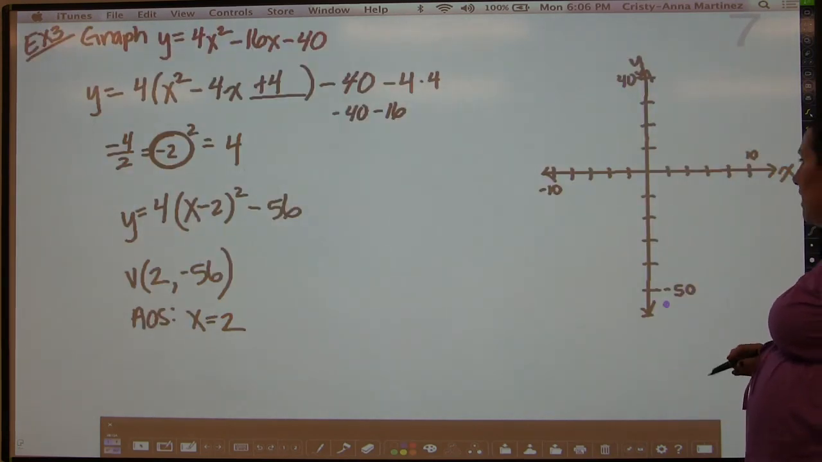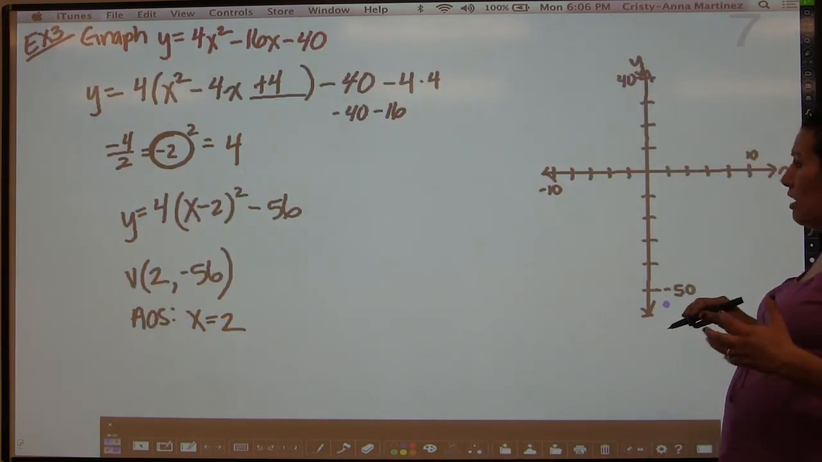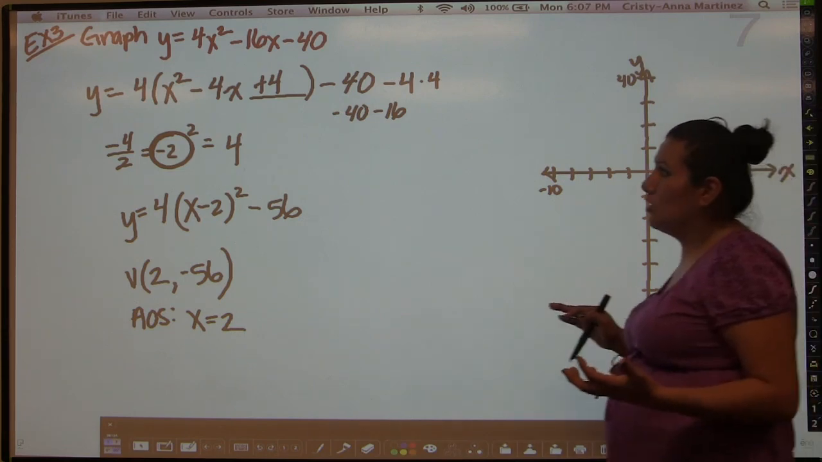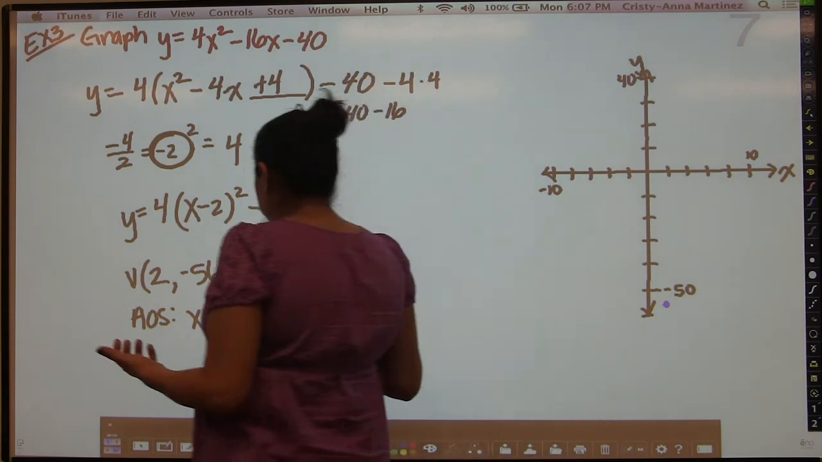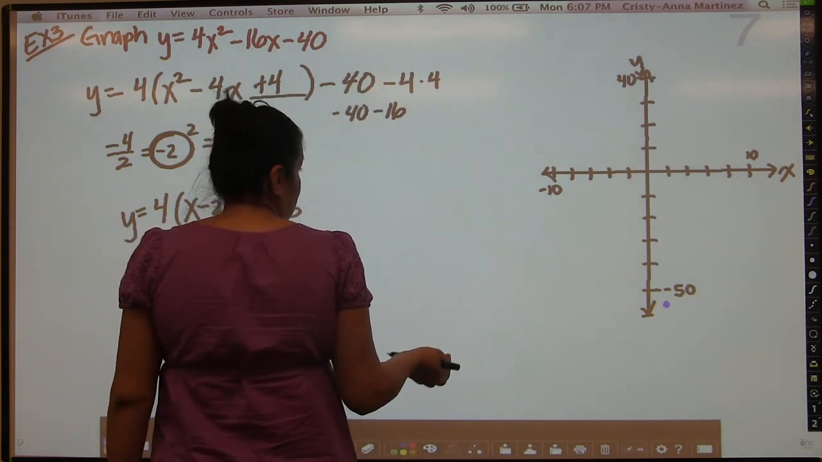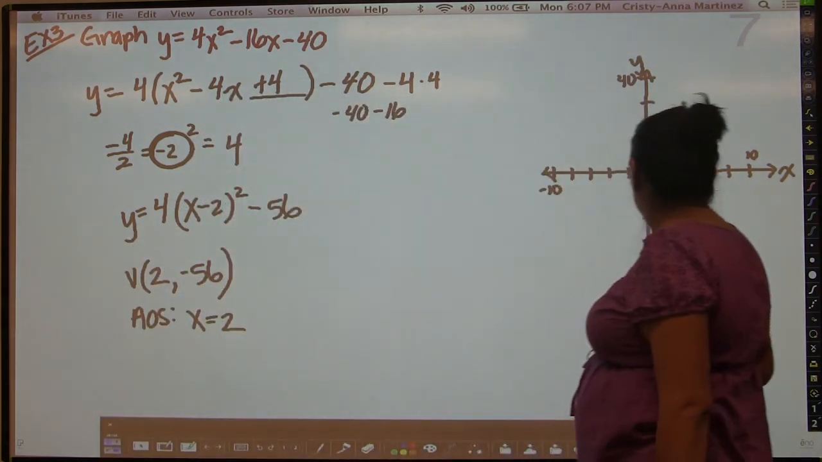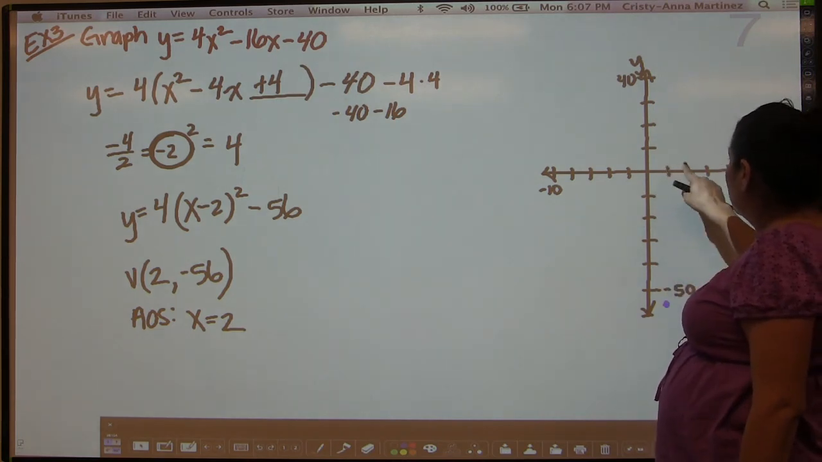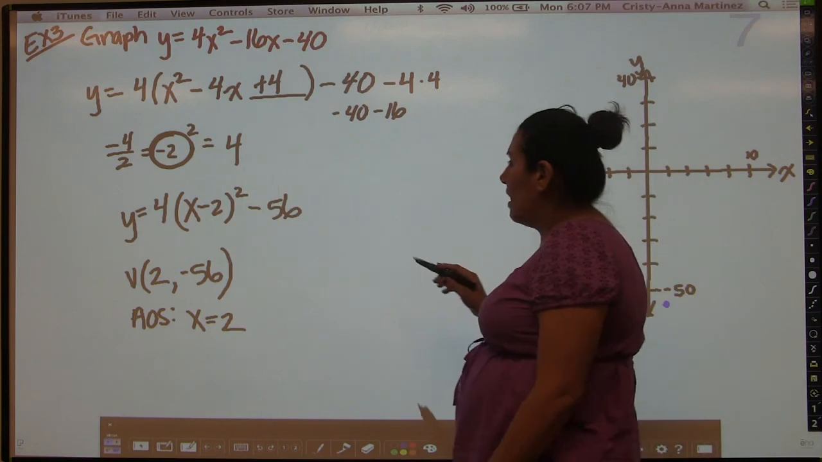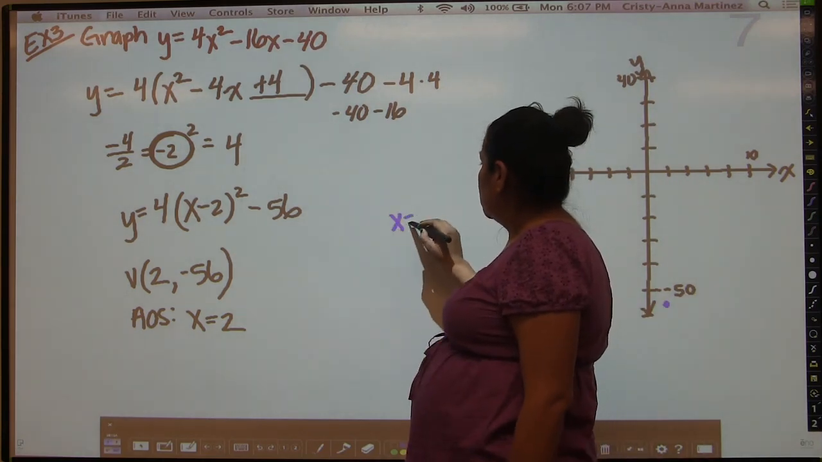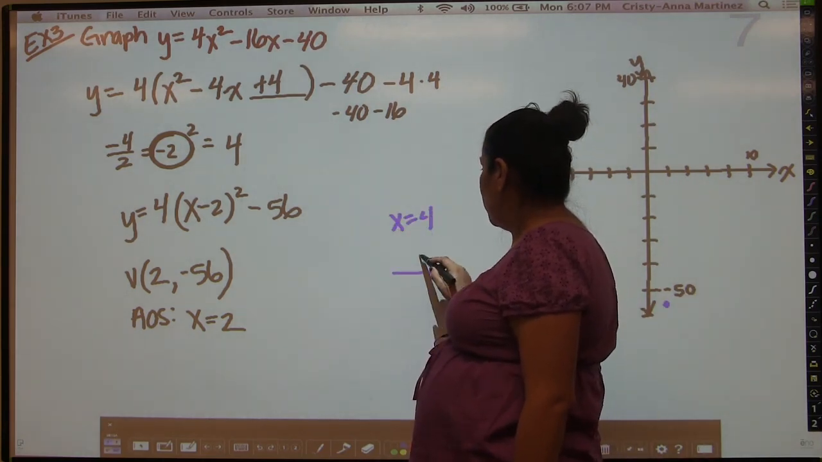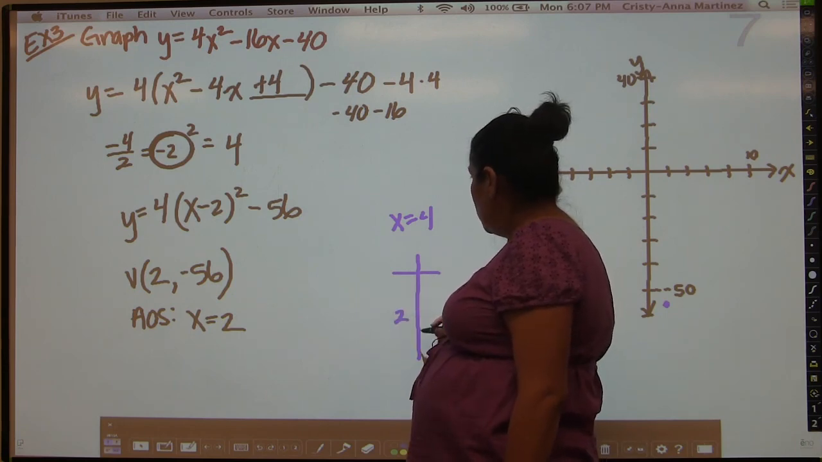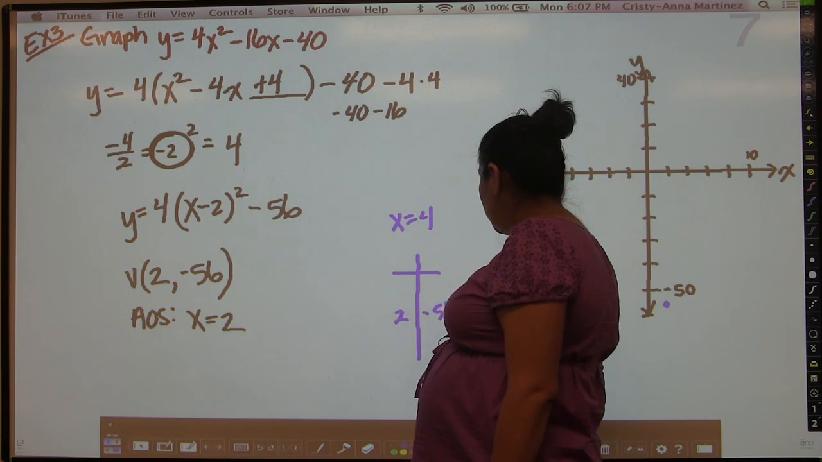So at this point, I have no means to actually figure out what the next point is. So once you figure all that out, I have to figure out at least one other point. So I'm going to go ahead and pick, this is 2, so I'm going to go ahead and pick x equals 4. What would happen to my graph if x equals 4? I basically just want to find a point. I already know that I have x is 2 and y is -56 because that's the vertex.